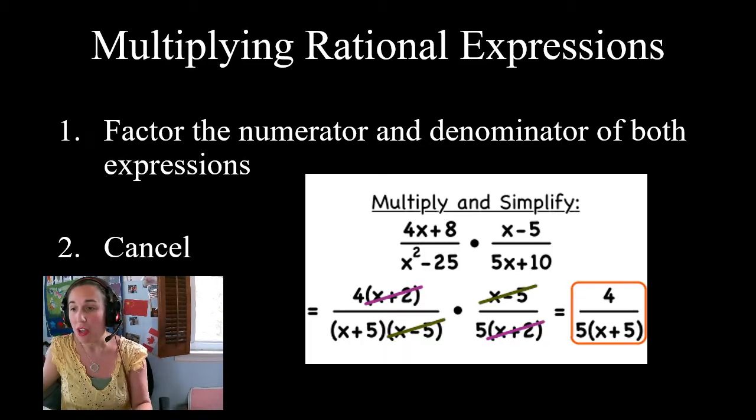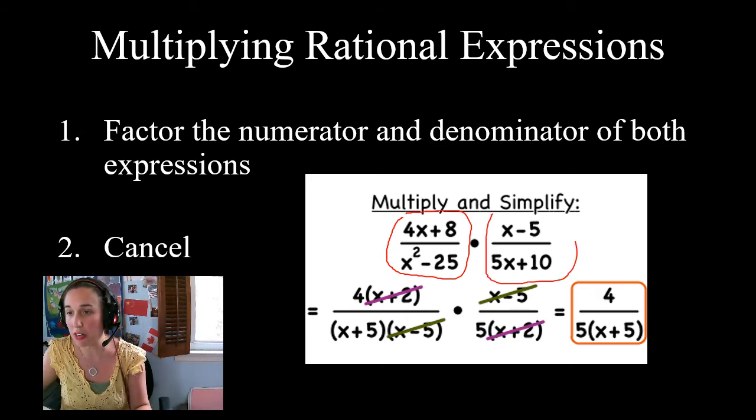just like in this example. So you can see that here they were multiplying together 4x plus 8 over x squared minus 25 and x minus 5 over 5x plus 10. I know both of those are rational expressions because they look like fractions, right? They have polynomials in the numerator and polynomials in the denominator.